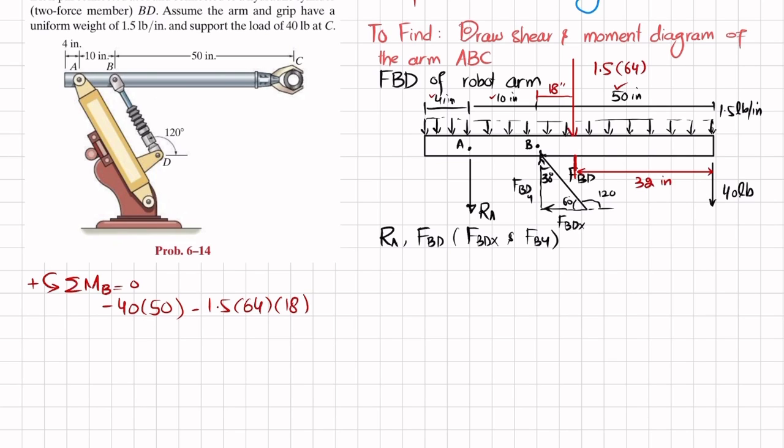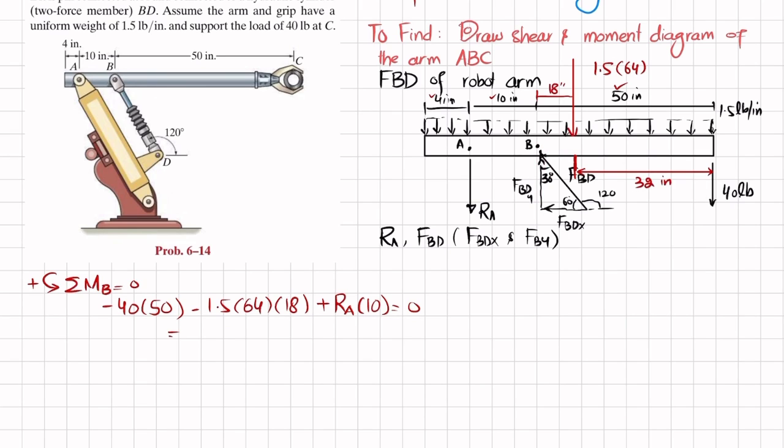The third moment is produced due to this RA force, with a perpendicular distance of 10, and this is producing counterclockwise moment, so it will be positive. So I will write plus RA into 10 is equal to 0. This force FBD is passing through point B, so it is not producing moment, because its two components pass through this point B. So this is the equation.